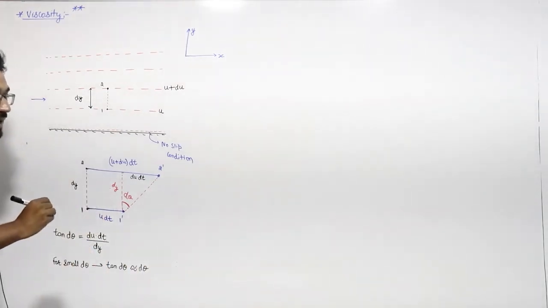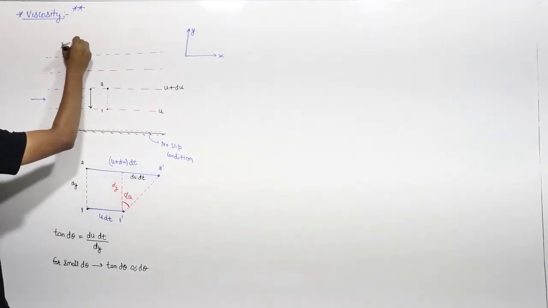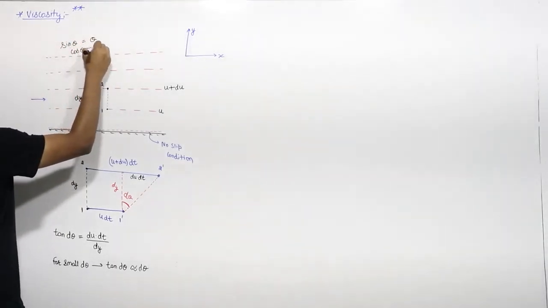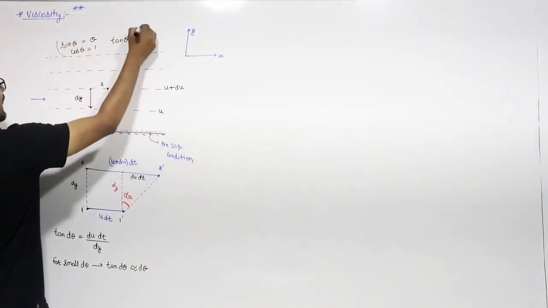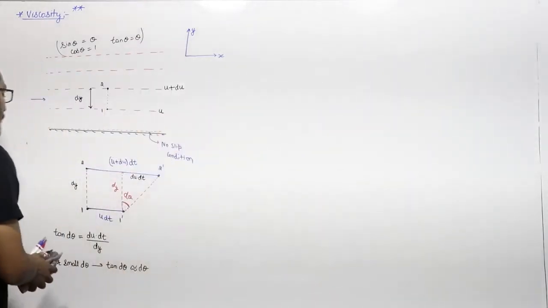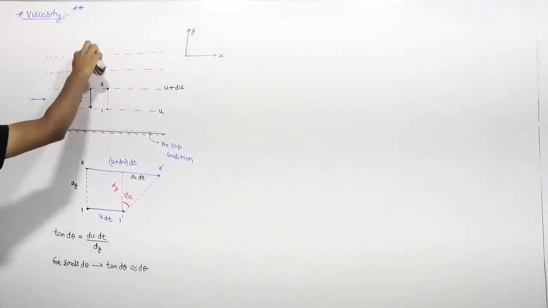We know that if the angle is small, sin theta can be written as theta. If the angle is small, cos theta is 1 and tangent theta is theta. If the angle is small, we know this, right? So I can write tangent d theta is equal to d theta.